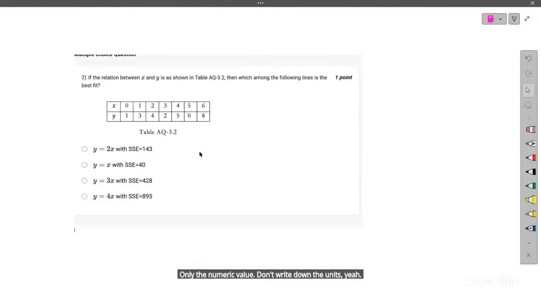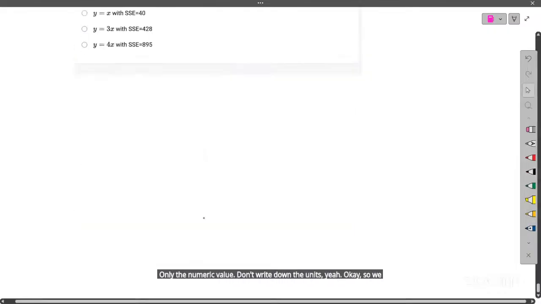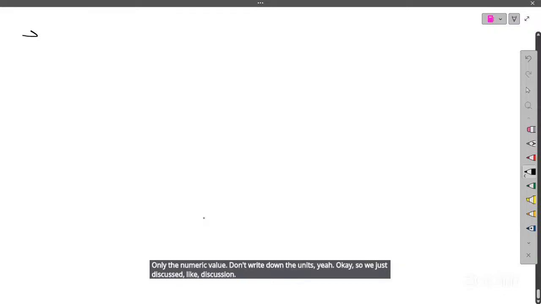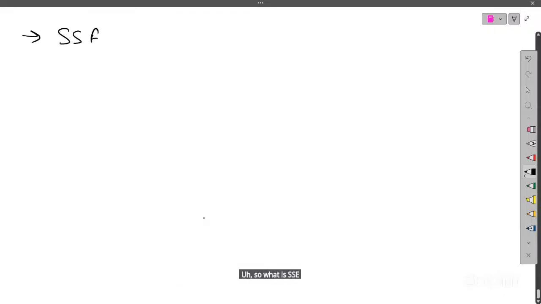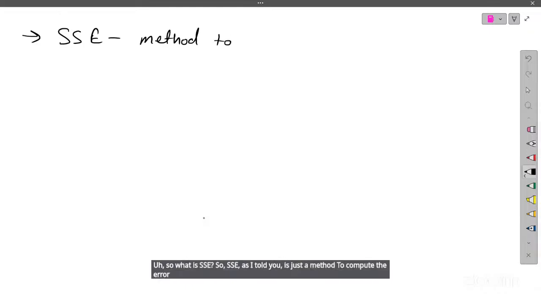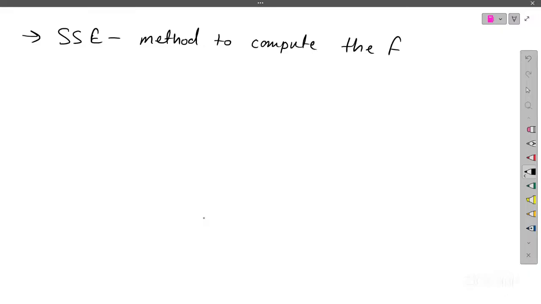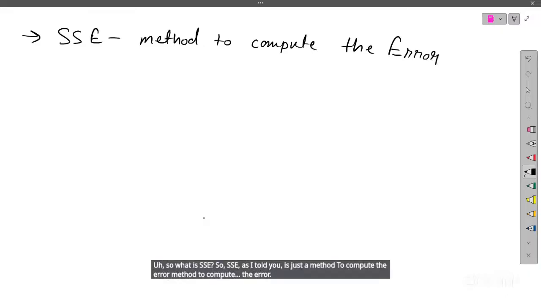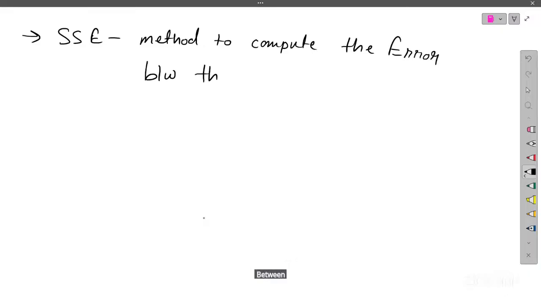Okay, ma'am. Thank you. Okay, so we just discussed this question. So what is SSE? SSE, as I told you, is just a method to compute the error between the data and the expression.